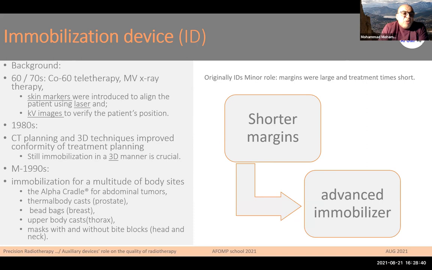In the mid-90s, immobilization devices were introduced. Different immobilization devices started to develop and were introduced to the departments. And then the shortened margin led to advanced immobilizing. And in contrast, in the cycle, a shorter margin made for better and more advanced immobilizing.